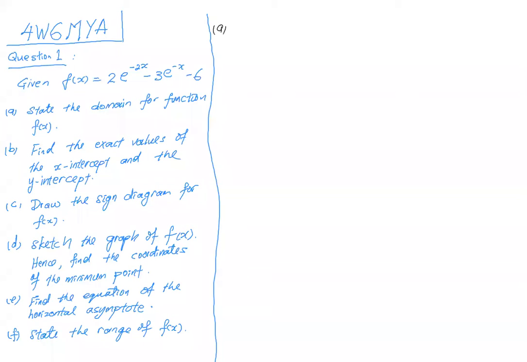Okay, part A. Avika, can you tell me the domain for function f(x) here? e to the power of minus x. Are you sure it's e to the power of minus x? Domain means all the possible values for x.